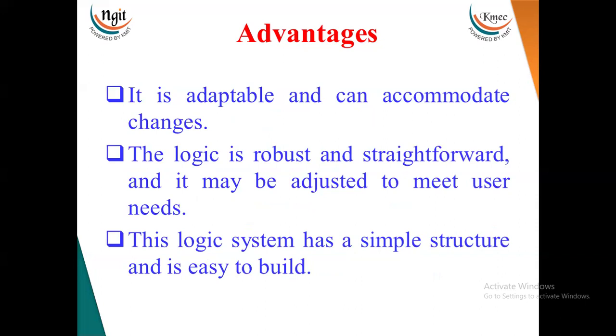First, it can adapt to changes. It can adapt to all the changes, because just as a human adapts to new things, we are making the system adapt like that. The second advantage is that the logic is robust, meaning it can work in any situation or any kind of problem, and it is straightforward. It can also be changed according to user requirements. The last one is that it is very easy to build a structure. Like how you create the structure of crisp logic, you can also easily build a structure of fuzzy logic, and you can easily analyze the problem and get the results we expected.